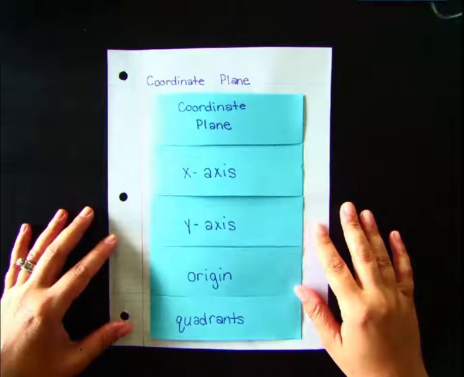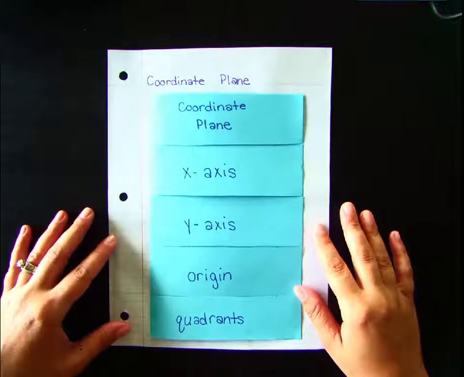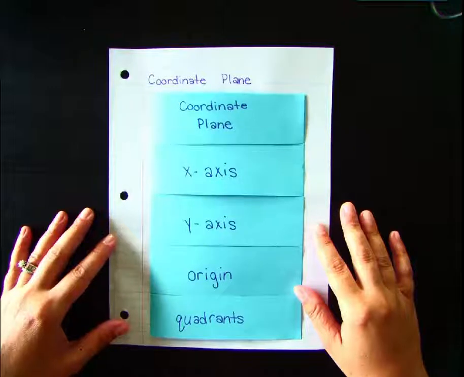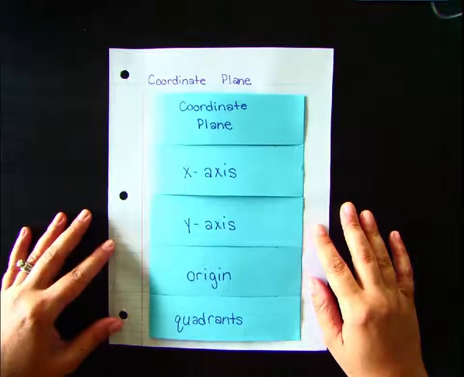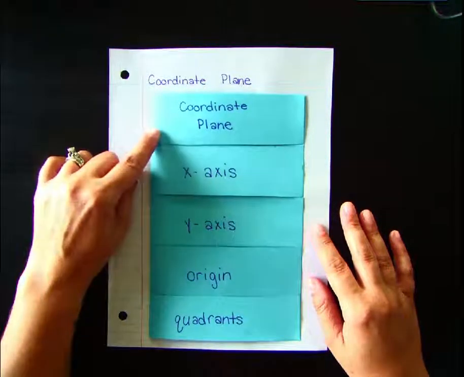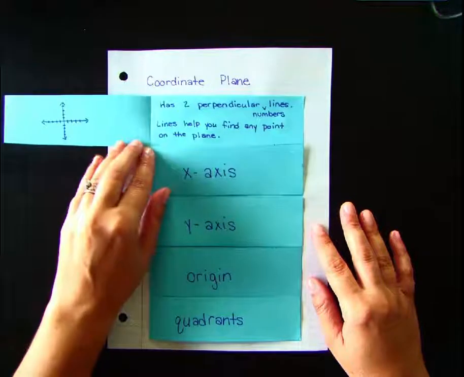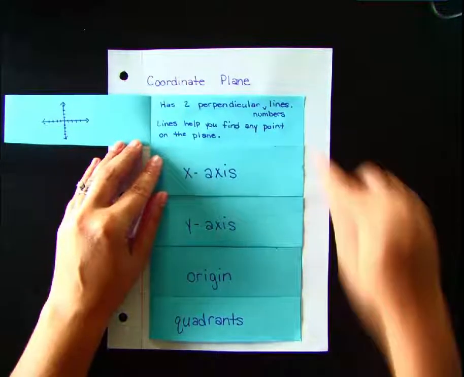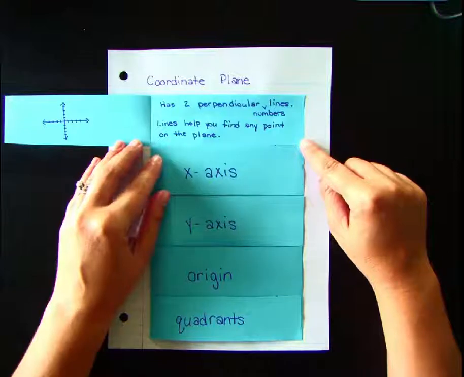Okay, today we are going to be talking about ordered pairs. However, before we do that, I just wanted to go over the vocab words we were introduced to yesterday. Our first one was coordinate plane, and if we open up our flap, your definition should be something similar, it does not have to be the exact words.